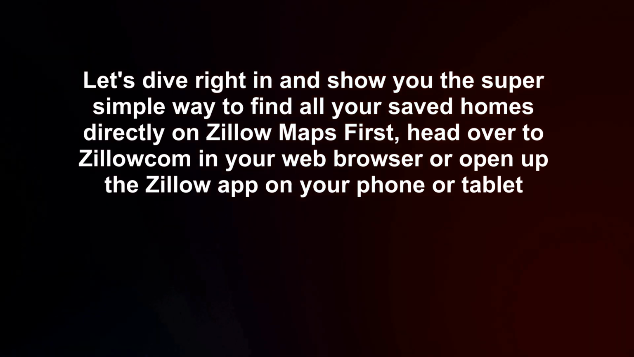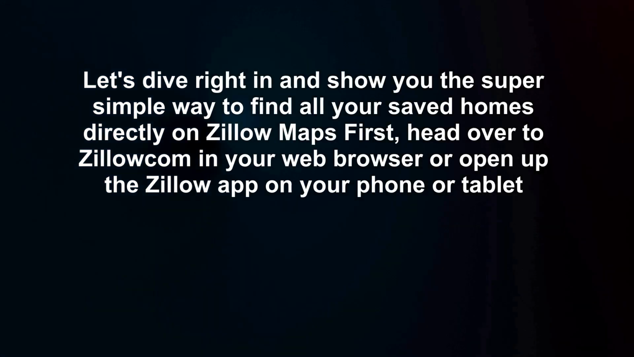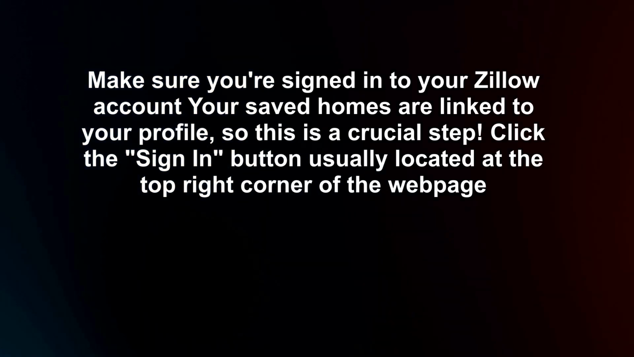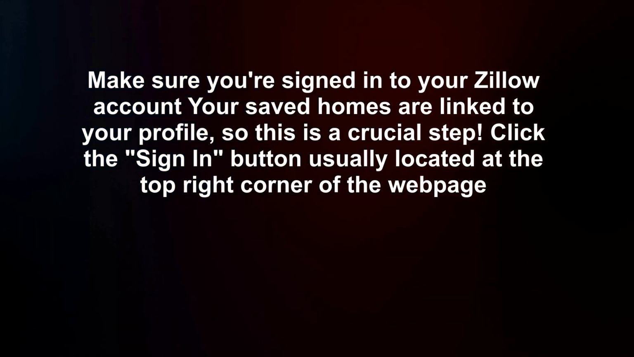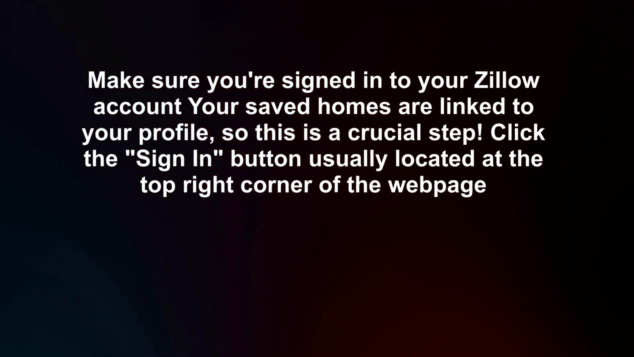First, head over to Zillow.com in your web browser or open up the Zillow app on your phone or tablet. Make sure you're signed into your Zillow account. Your saved homes are linked to your profile, so this is a crucial step. Click the Sign In button, usually located at the top right corner of the web page.